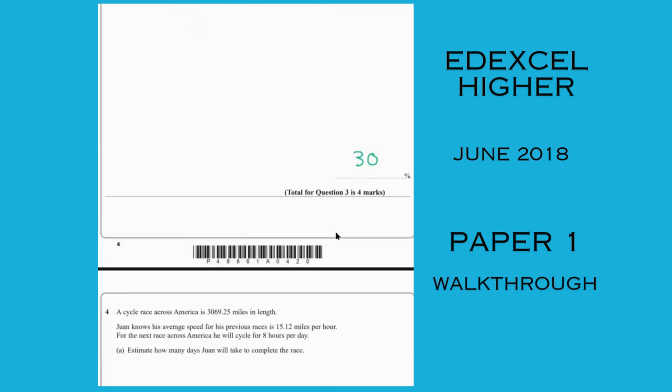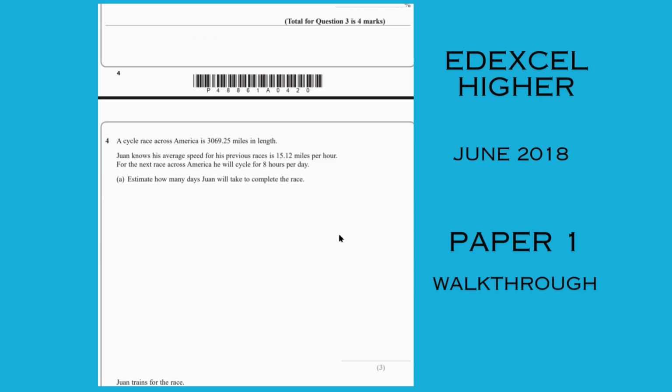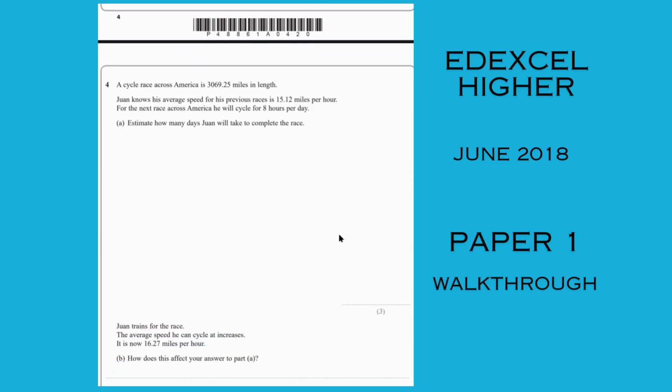On we go. So number 4, good old estimate. So a cycle race across America is that distance. So mental notes, the old distance, speed, and time. And it wants how many days. So you could work in days. You could realise that 15 times 8, that's 120, and go from there.